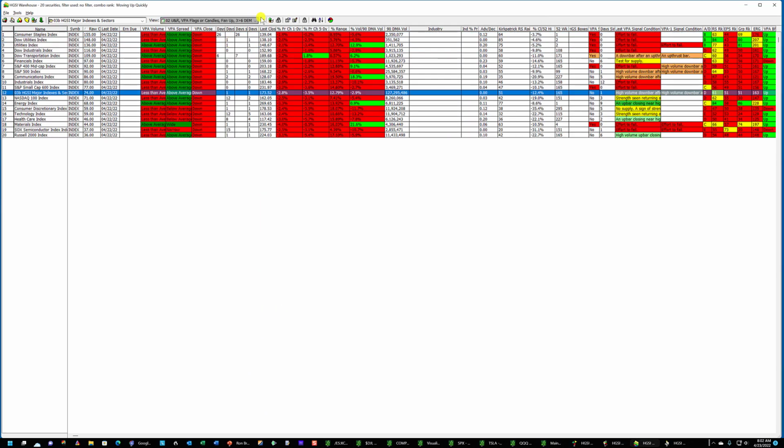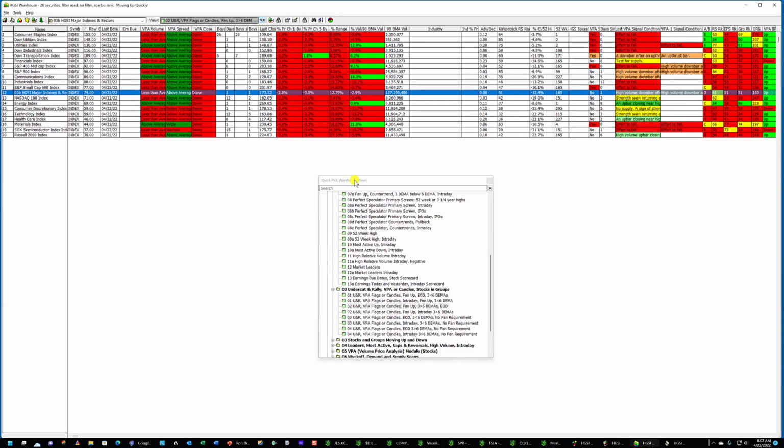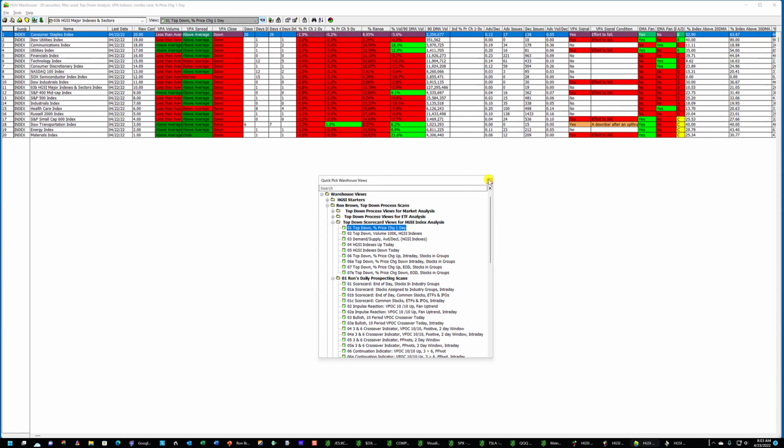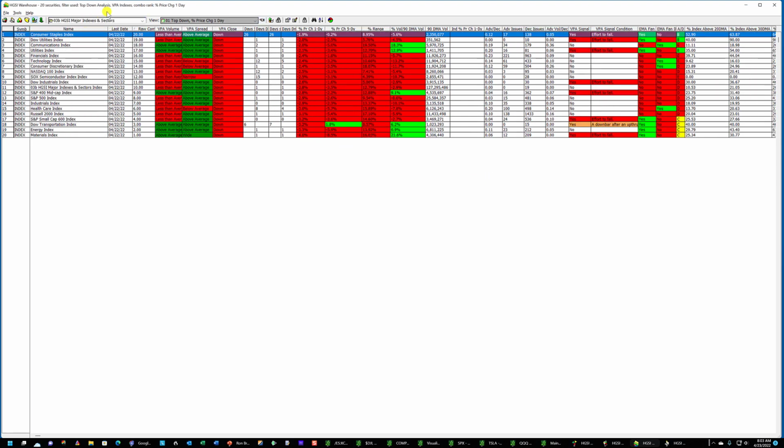Then I can go to a view, and what I want to do, since I'm using HGSI indexes, I go to my folder called Top-Down Scorecard View for HGSI indexes. It's the 1, 2, 3rd folder down. Click on this. This shows me what happened with these sectors and the major market indexes that I've included in here. And the sort is a percentage price change 1 day. That's always up here at the top when sorted on the raw combo.